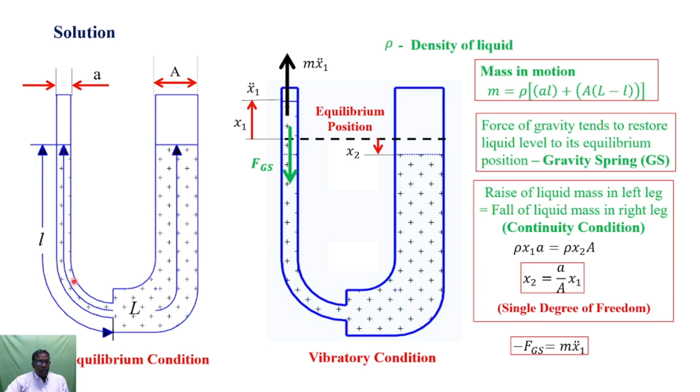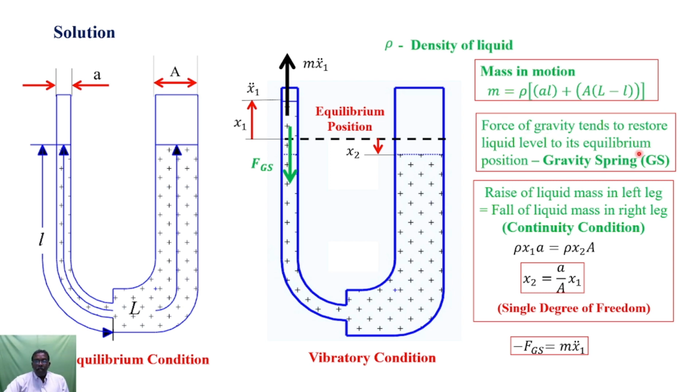So the mass of the liquid in the left limb can be obtained by multiplying the volume of the column and density, that is rho a L. For the right side limb, the mass is rho multiplied by A multiplied by L, where the total length of the liquid in the U-tube is L, minus l will give the net length of the column in the right limb. So the mass in motion is given here.